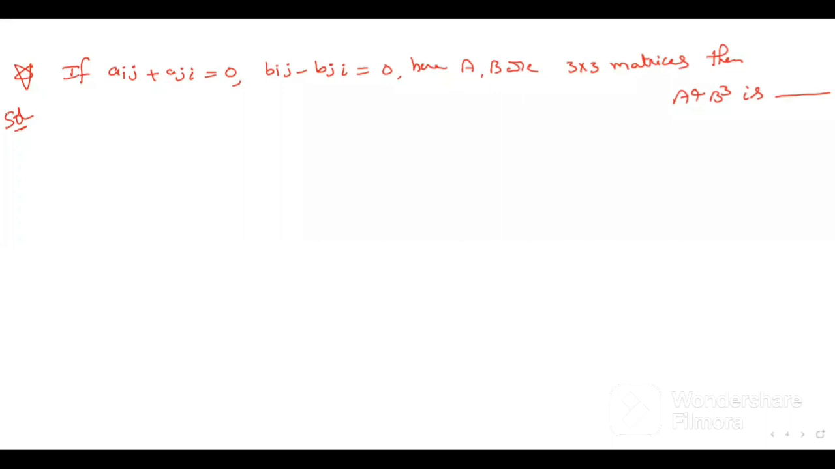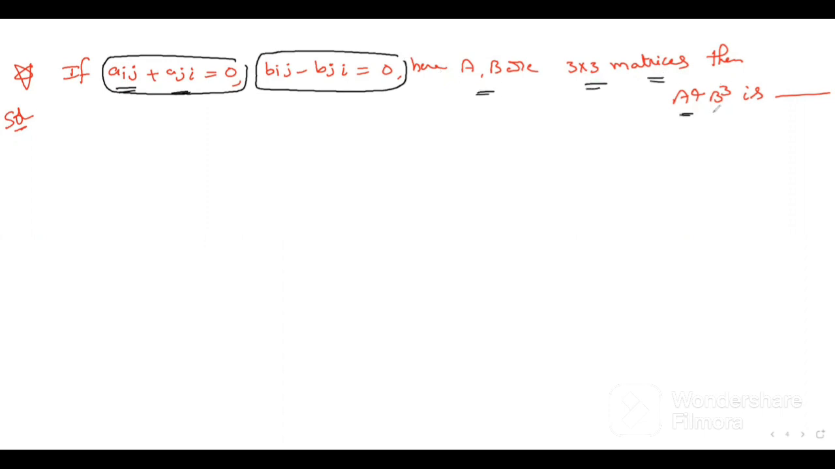Okay, now I am going to explain the next problem. In the statement, Aij plus Aji is equal to 0, and Bij minus Bji is equal to 0 given, where A and B are 3 by 3 matrices. Then find out the A to the power 4 B cube value. A to the power 4 B cube is: the first option is singular matrix, second option is non-singular matrix, third option is unit matrix, fourth option is scalar matrix.